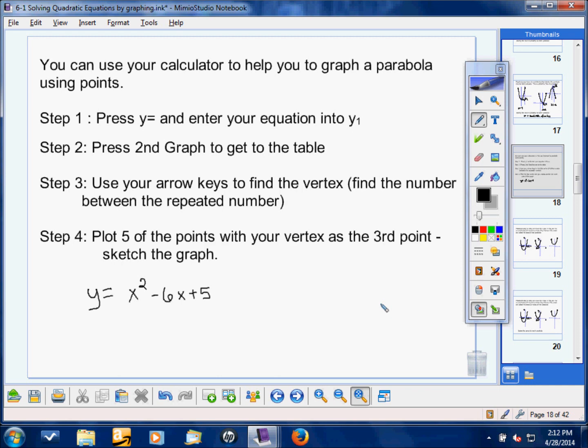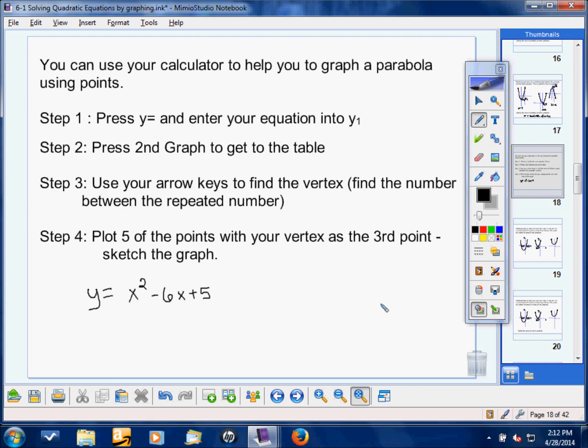X squared minus 6X plus 5. X right here, then the squared button. Okay, you're in good shape. Are you doing X squared? Good job. Is there anybody who doesn't have that loaded in yet? Minus 6x, plus 5.